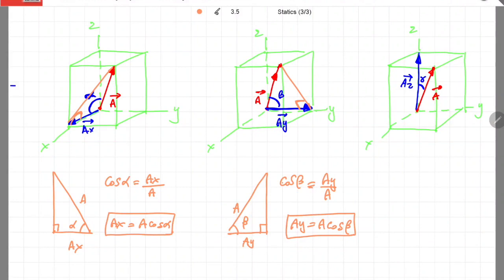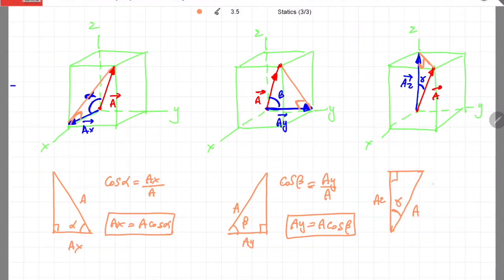We draw a line connecting vector AZ and also vector A. This angle would be 90 degrees. We redraw it in two-dimensional view and our triangle would look something like this. The length over here would be magnitude AZ and the length over here would be magnitude A. The gamma angle would be over here.